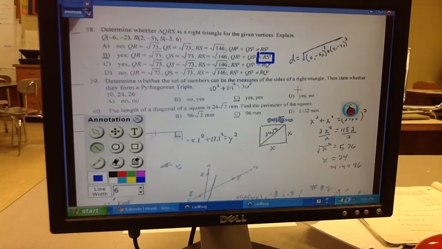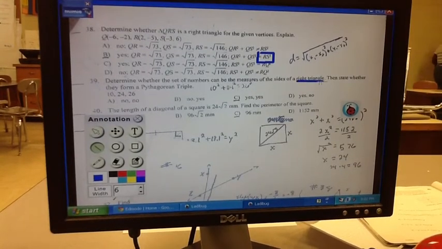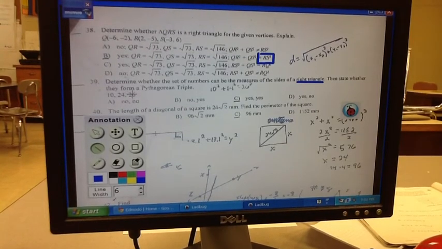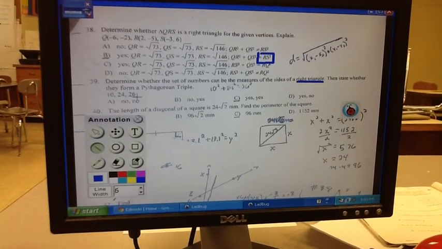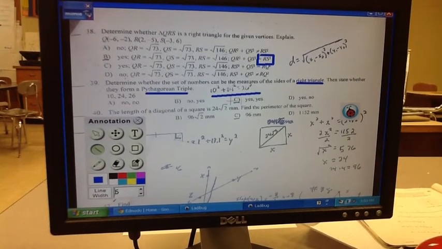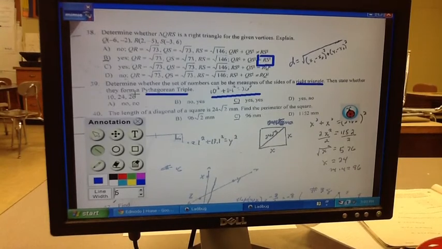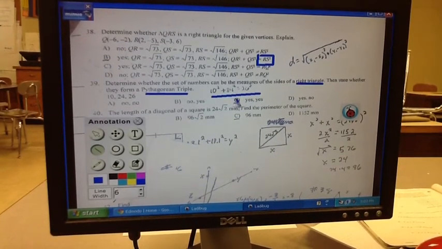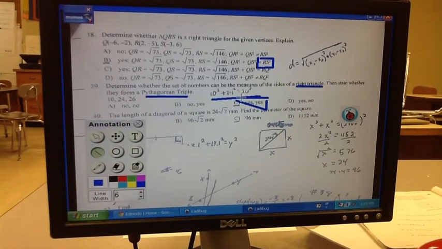Alright, on number 35, determining whether something is a right triangle or not. Remember, if it's a right triangle, we're just going to do the first number squared plus the next number squared equals the largest number squared. I have it there. Yes, it ends up working out. Remember, a Pythagorean triple is nothing but a right triangle with no decimals. Since we have no decimals there, and this ends up working out as a right triangle, we got yes and yes.